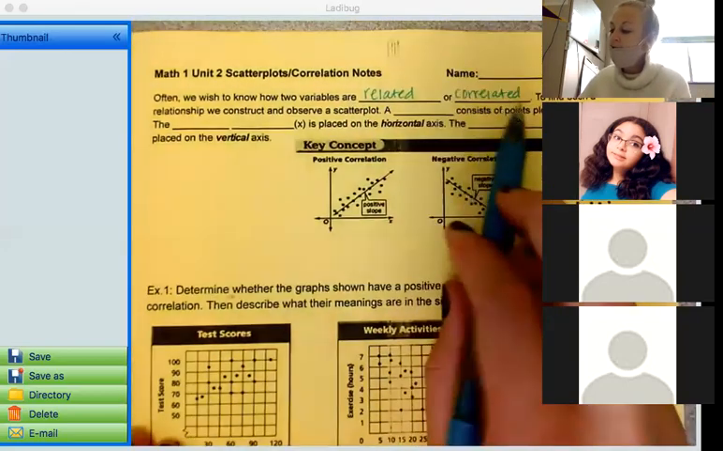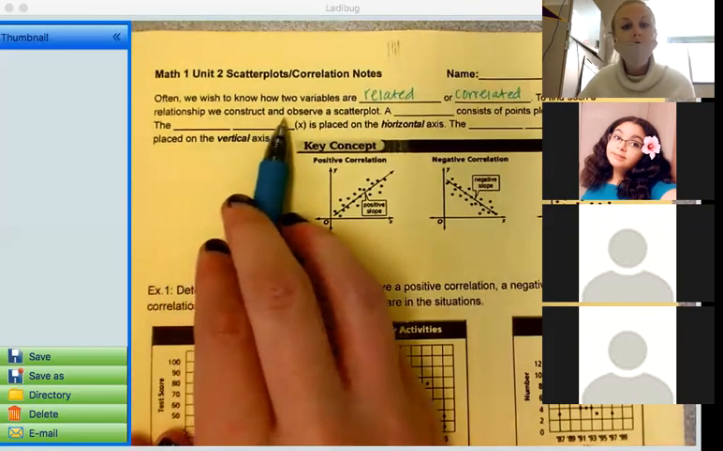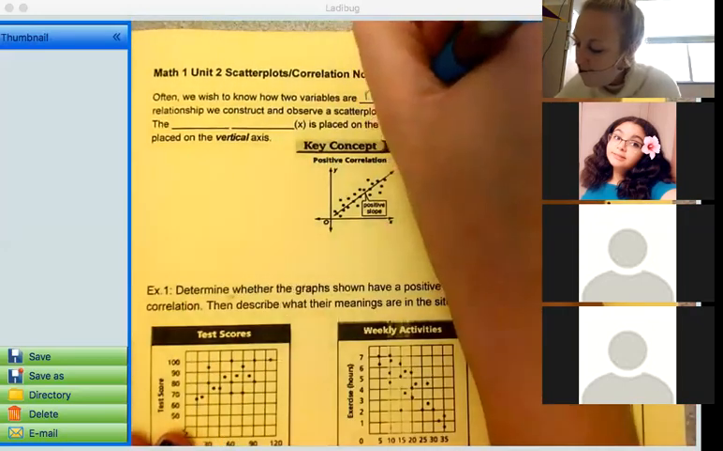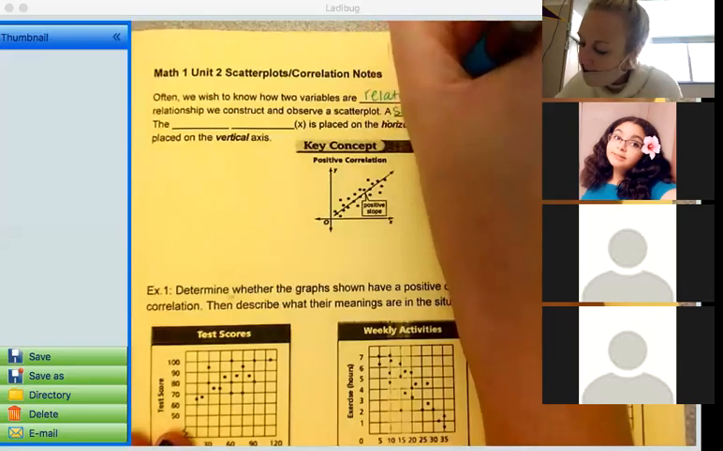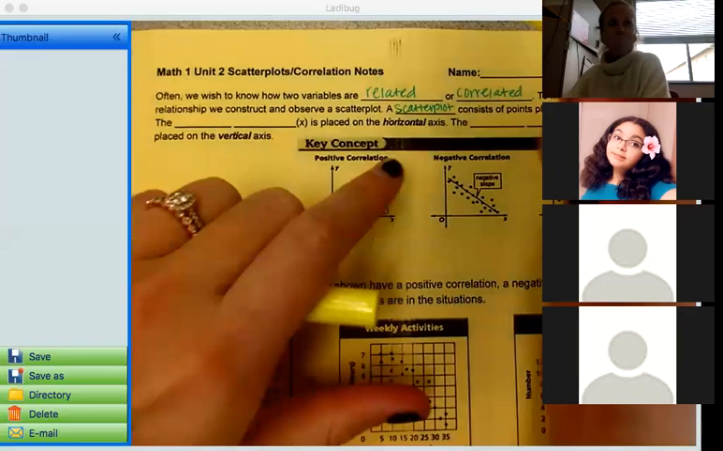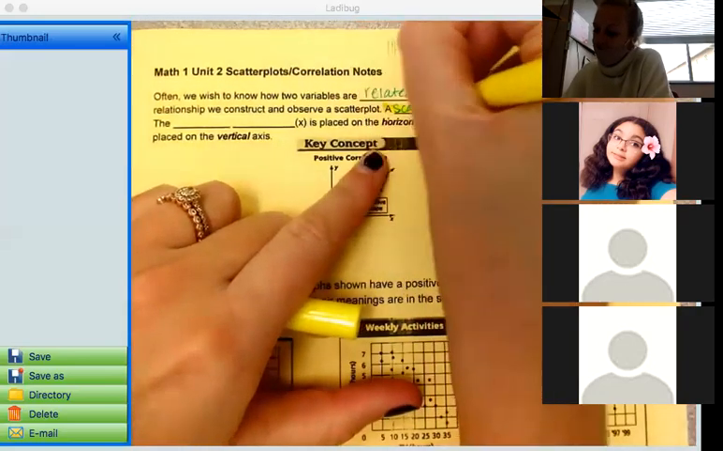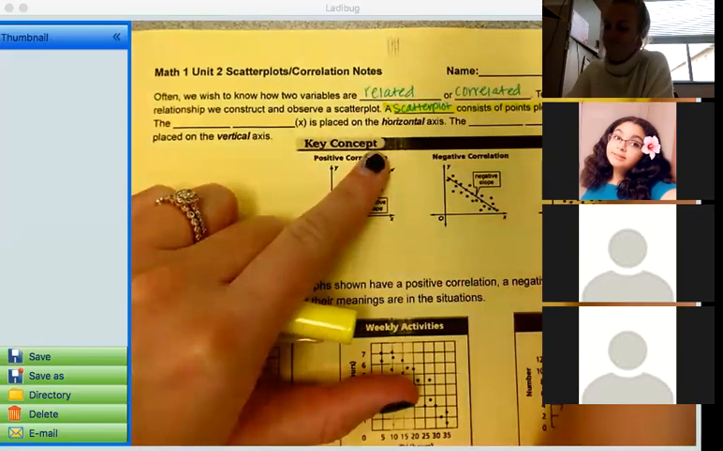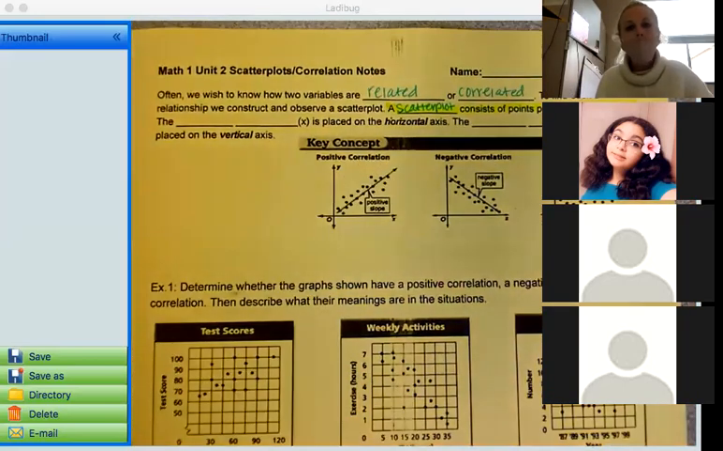So to find such a relationship, we construct and observe a scatter plot. This is what people at home need to write. A scatter plot. It's okay. We'll set it up later. Make sure you're getting your notes with me. A scatter plot consists of points plotted on a set of axes. That's what I need you to write if you were at home.